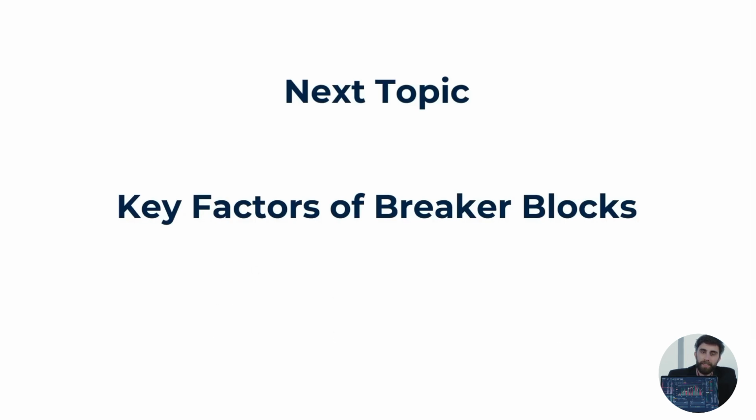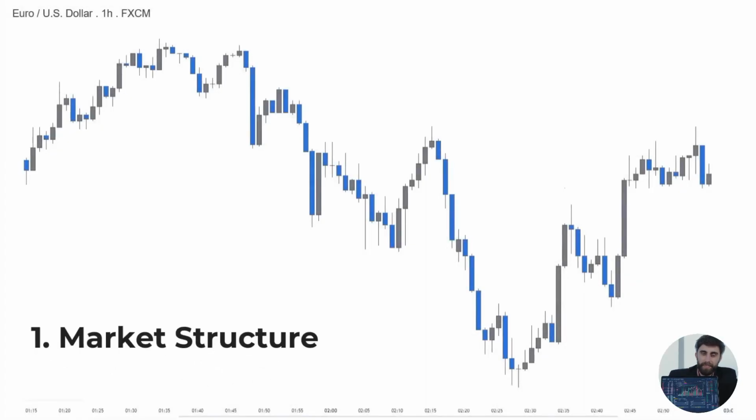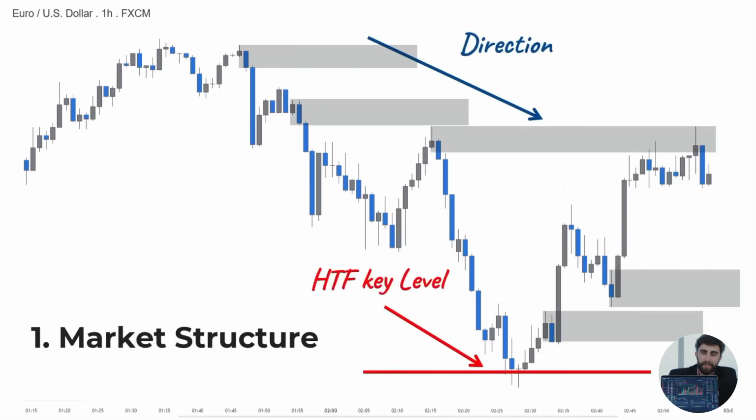Let's continue with the key factors. Number 1. Market structure. You need to identify the current market structure before looking for breaker blocks. Market structure includes defining market direction, supply and demand areas, higher timeframe key levels, liquidity areas, and amount of the space we have in front of the price.